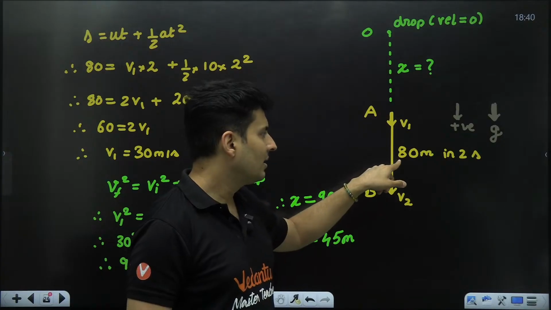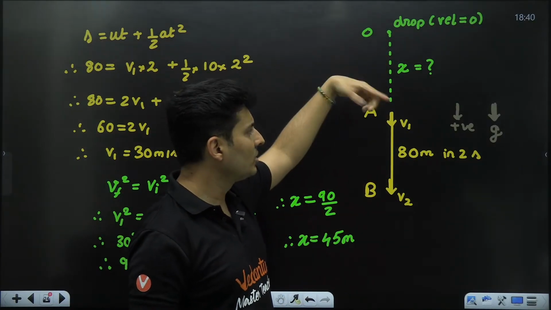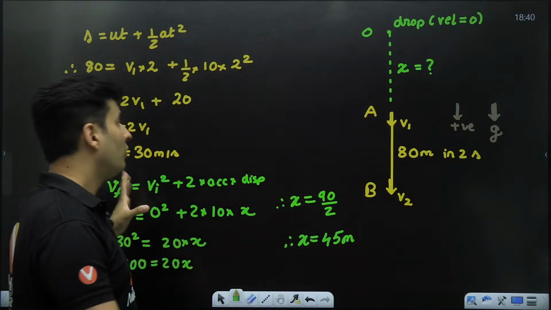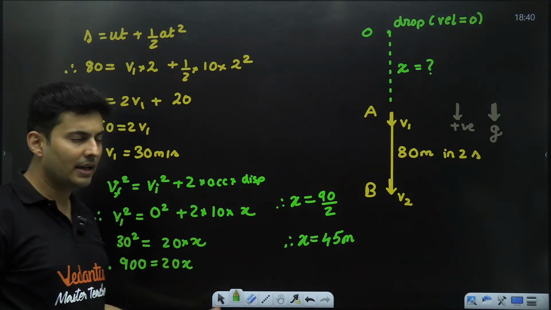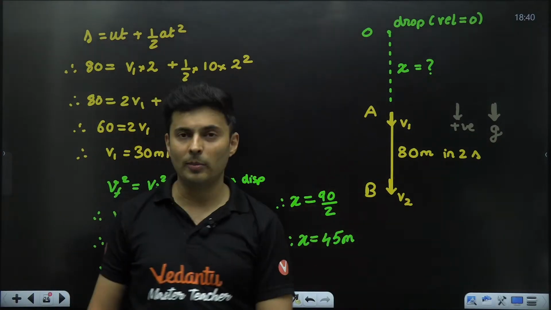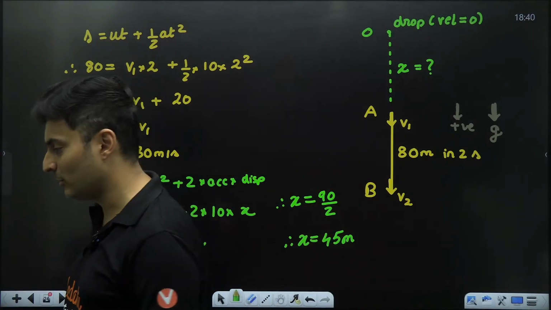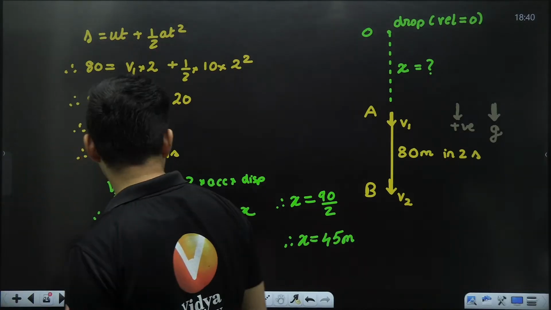So I cannot say v is root 2gh. No. Here I can say v is root 2gh. Yes, definitely. For that green part I can use v is root 2gh. Definitely I can do that because initial speed is 0. Not for this yellow part. Only for the green part I can apply the formula. Okay. I hope this is absolutely clear.